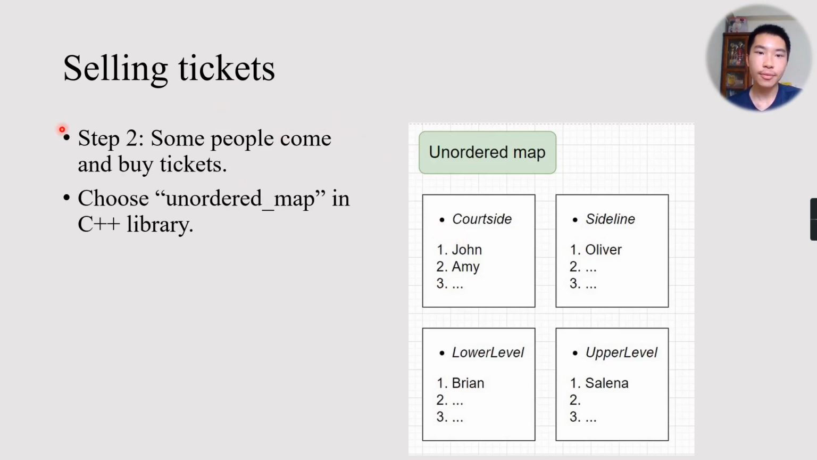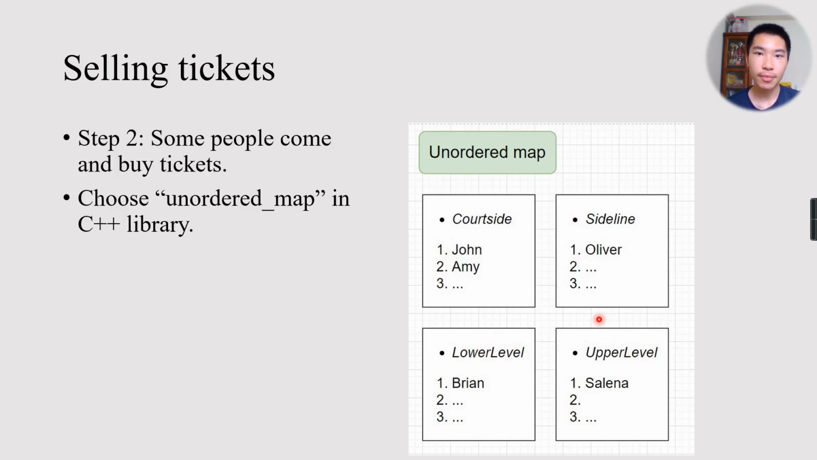The second step, there are some people who want to buy tickets now, and we have to store them very wisely, and we use the unordered map in the C++ library. Here, we set the four names of the zones as the key.